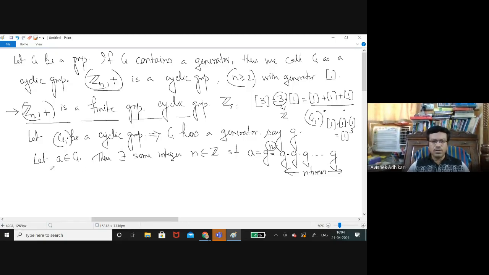So my question is, is G commutative? So to show whether G is commutative or not, what do you need to show? You need to take two elements. Let a, b belong to G. To show a dot b equal to b dot a for all a, b belonging to G.